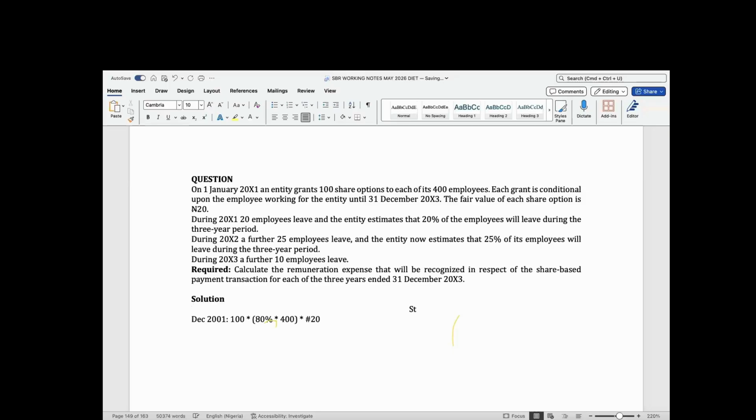So usually we debit staff costs and credit equity reserve. So how much is this? It's 2,000. Sorry. Six hundred and forty thousand. 640,000. Okay, so how much are we recognizing in year 1 now?